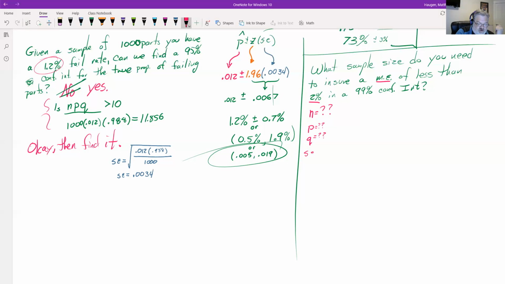The standard error is the square root of P, which we don't know, Q, which we don't know, over N, which we don't know. Well, the only thing we would know is the critical value because of the 99%. Good. What's the Z-score for that 99%? 2.58. So we know that. How do we find margin of error?